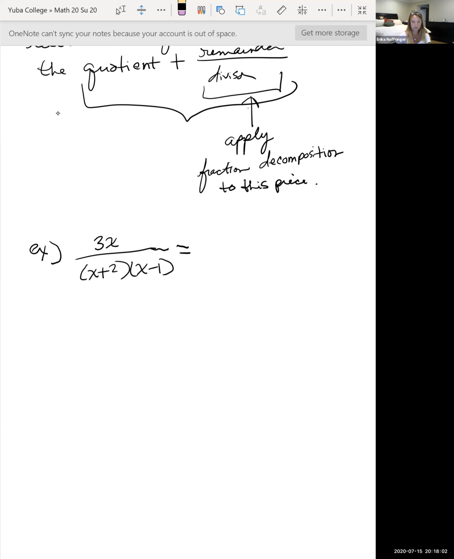Once you've factored the denominator, we want to rewrite it. And so x plus 2 is a linear factor, and it only appears once in the denominator. So to rewrite that piece, I'm going to write it as just a constant A all over x plus 2. Now I go to my next factor in my denominator, and I see I have a factor of x minus 1. It only appears once, and so I can write this in the form of B all over x minus 1.